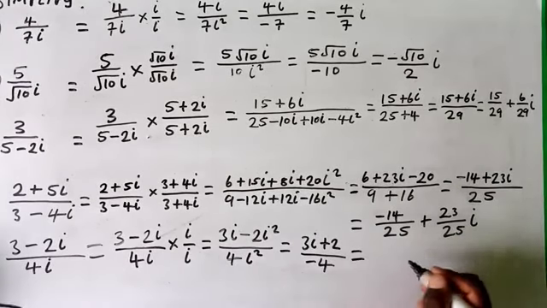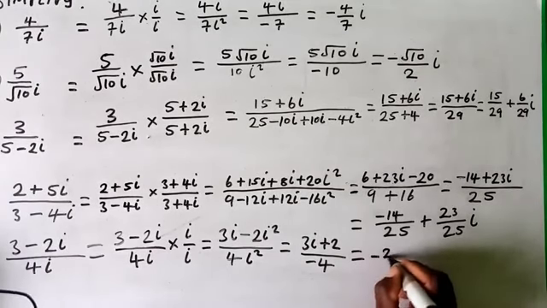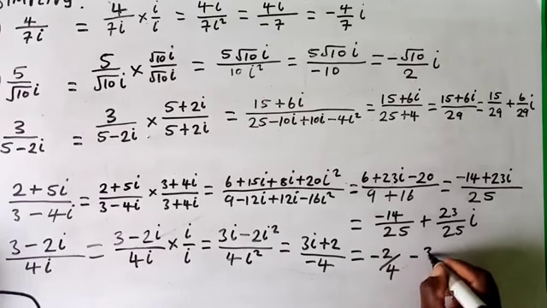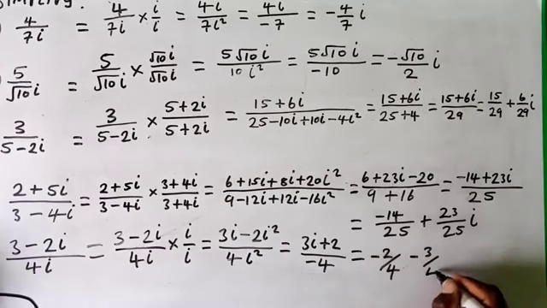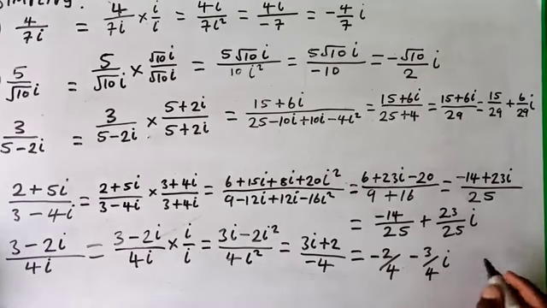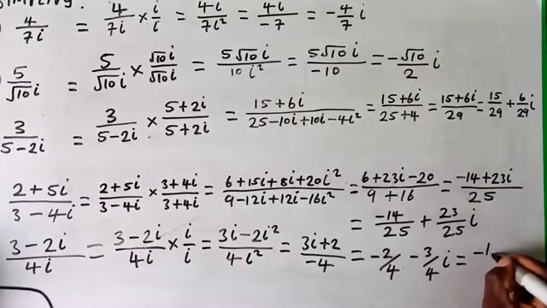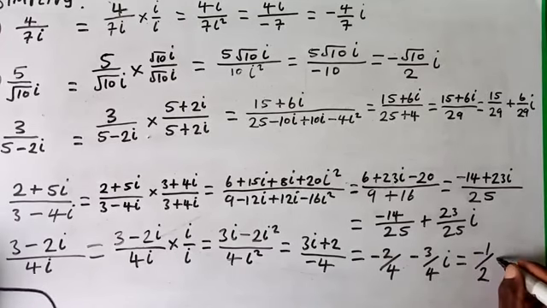This will be equal to minus 2 all over 4 minus 3 all over 4i. So this will be equal to what? Minus 1 all over 2 minus 3 all over 4i.